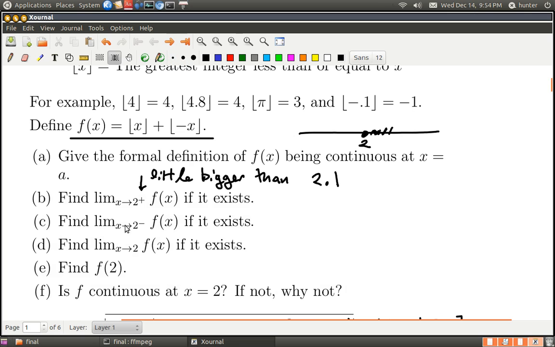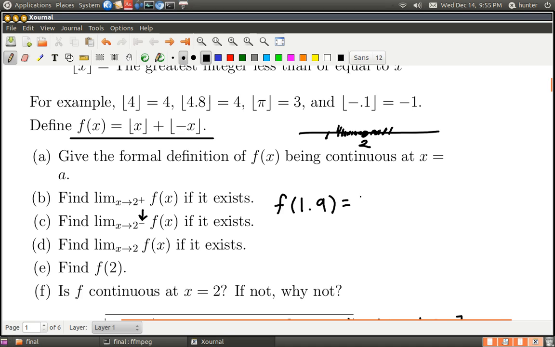The left-hand limit is going to be creeping up on 2 from the other side. Again, this thing can't tell the difference, so as my example of a number slightly less than 2, I'm going to use the number 1.9. Okay, so 1.9 is just slightly less than 2. This negative sign means we're looking at numbers slightly less than 2. So let's see what happens slightly to the left of 2.